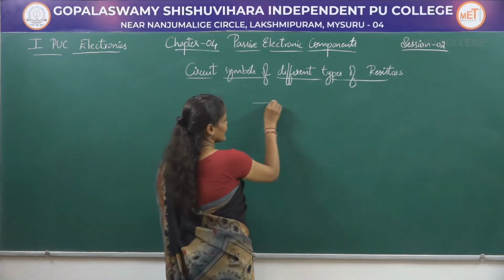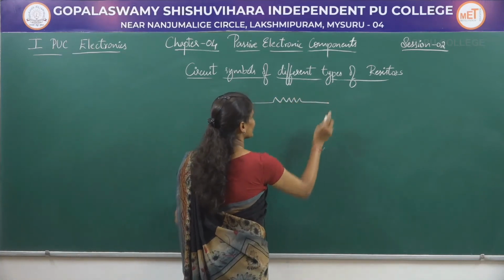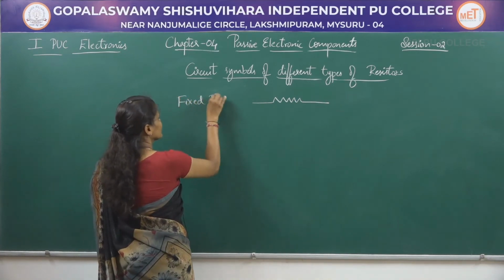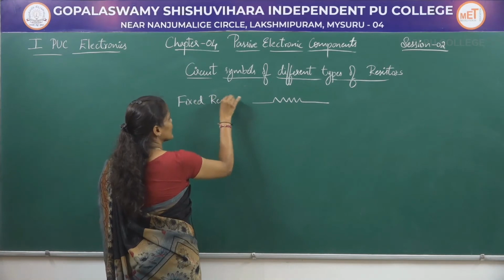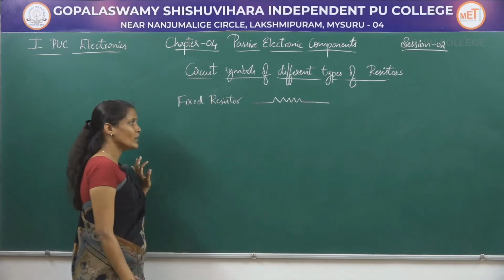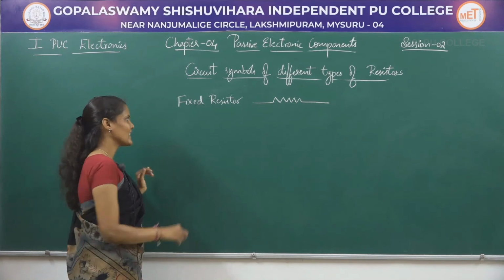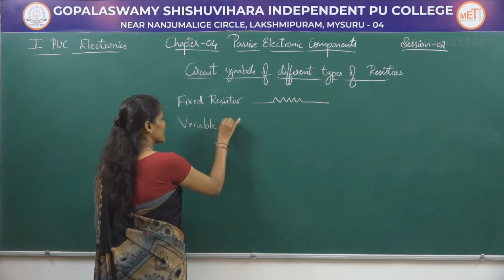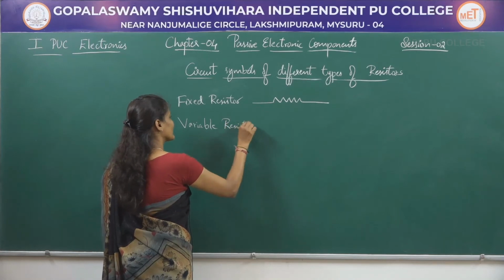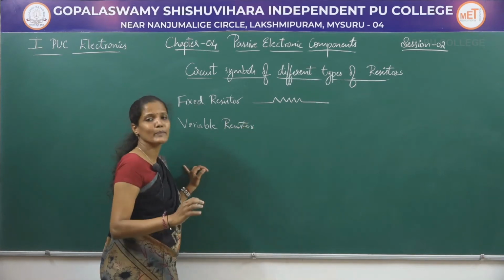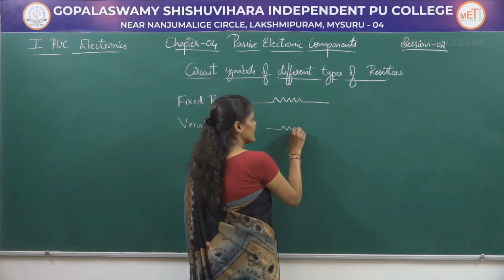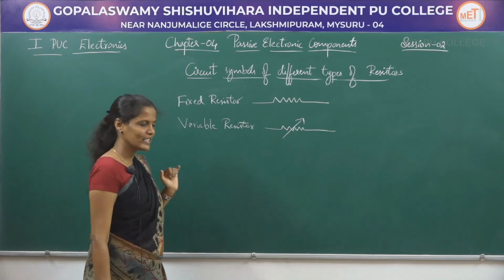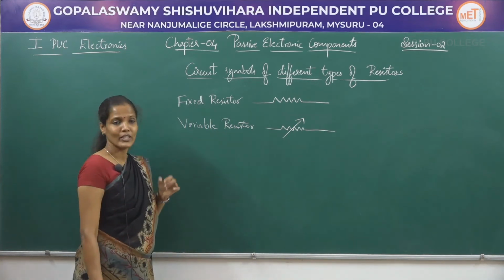We already know that the resistor can be represented like this. This is a fixed resistor. So we can symbolically represent the fixed resistor like this. And a variable resistor is one in which the resistance value can be varied over a specified range. Then we write this resistor with an arrow mark across it. So this is the symbol of a variable resistor.